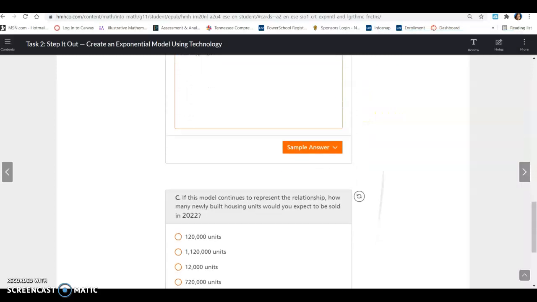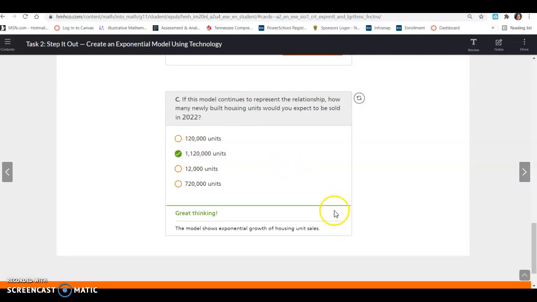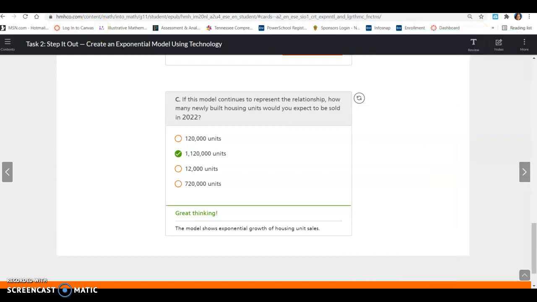1,120. And if you remember, it said in thousands. So 1,120 in thousands means you would add the 3 zeros back. And that's how you use the model to find a specific date. Knowing that this is 11 years after, all we had to do was plug the 11 in for our x. All right, that's all for task 2. If you have any questions, please let me know.